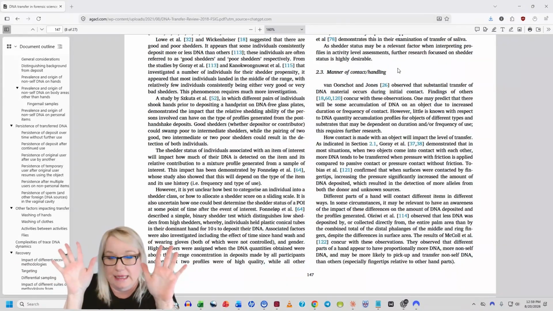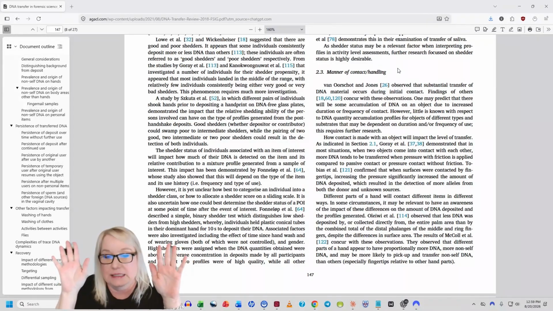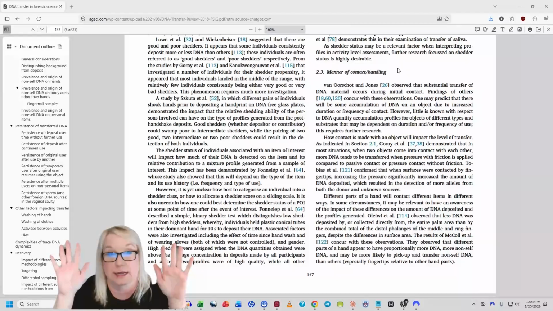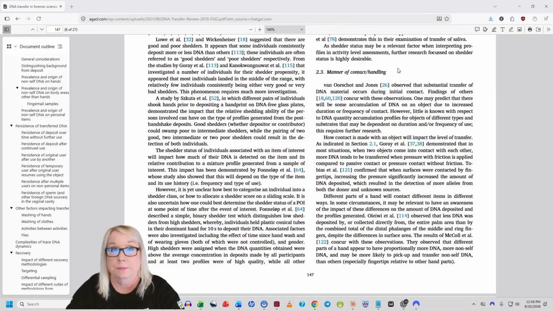Different parts of a hand will contact different items in different ways. In some circumstances, it may be relevant to have an awareness of the impact of these differences on the amount of DNA deposited and the profiles generated. This is another good point I gotta talk about. In some cases, I want to say many, but I won't. In some cases, it has come to my attention, and we've read some articles about it, there's some videos on this channel.